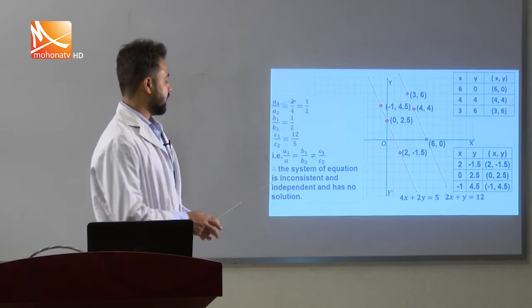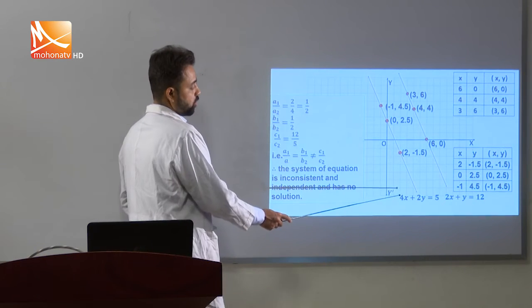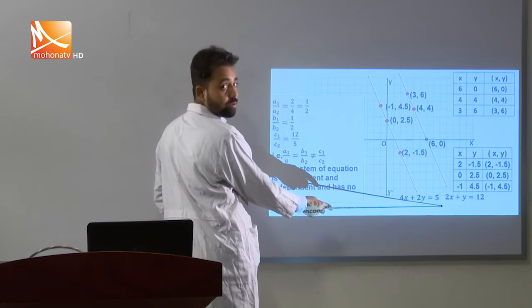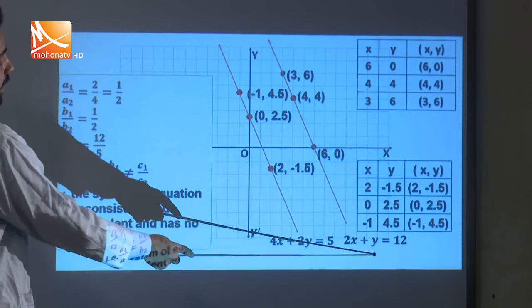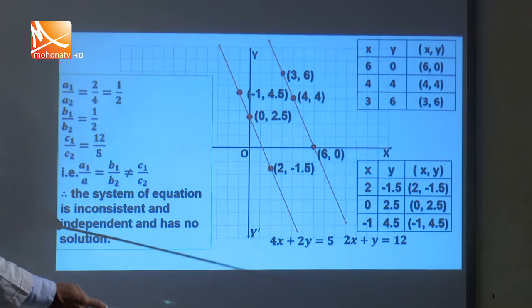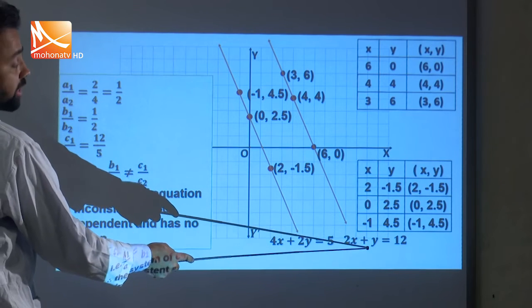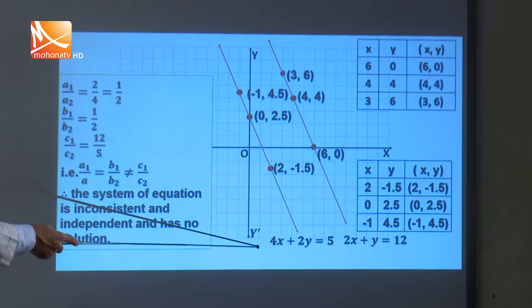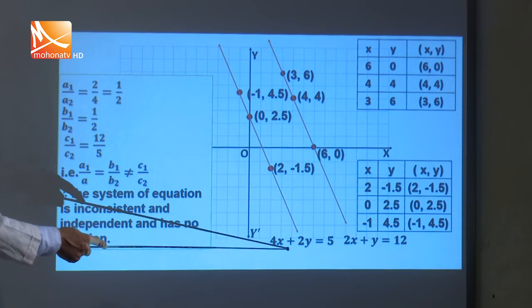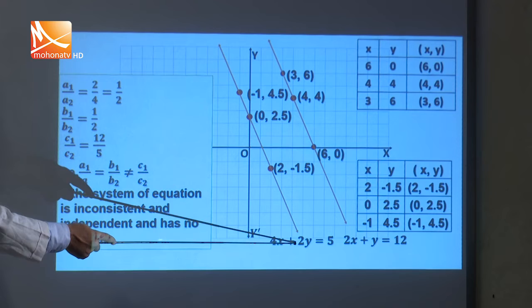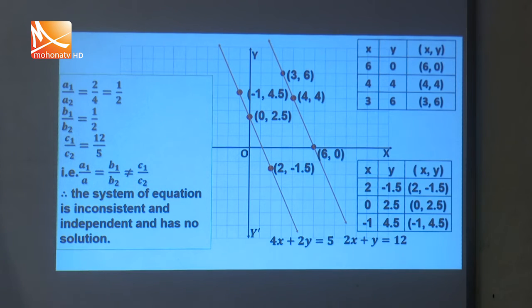So, observe carefully here. In the first equation, the coefficient of x is 2, that is, the value of a1 is 2, and the coefficient of y is 1, that is, the value of b1 is 1. In the second equation, the coefficient of x is 4, that is, the value of a2 is 4, and the coefficient of y is 2, that is, the value of b2 is 2.